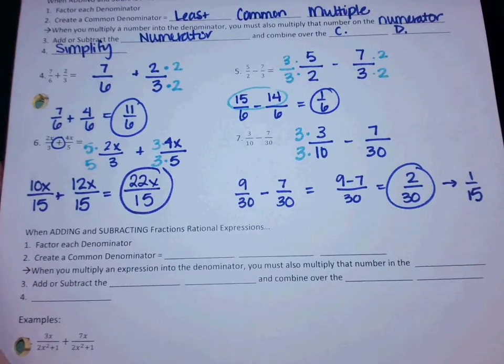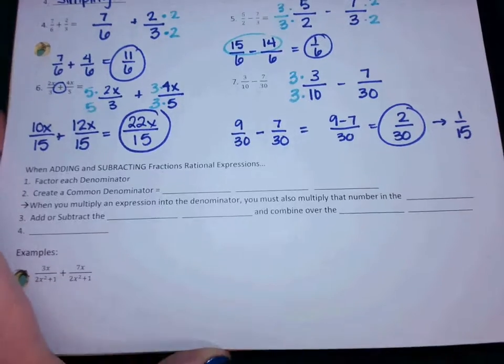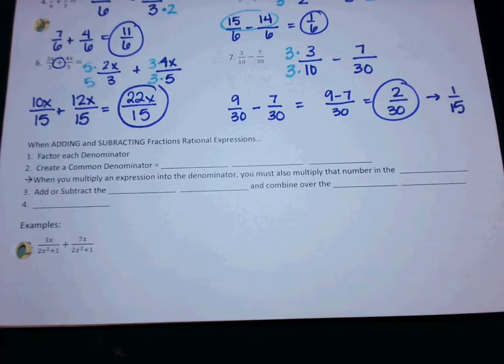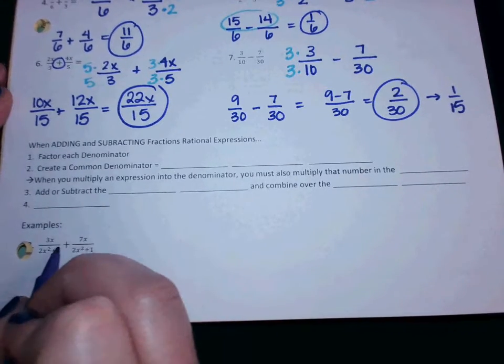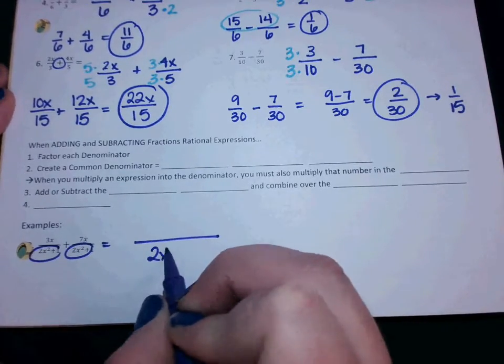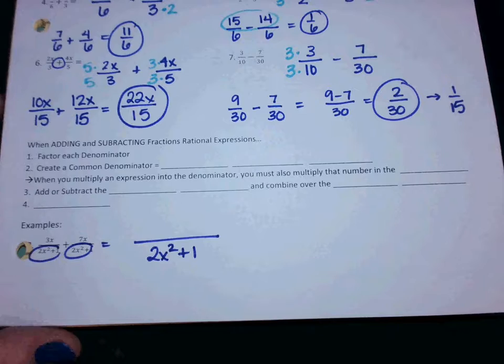Okay, got it? Okay, so it's about to get a little bit harder because we're going to start putting x's in it. The first one, though, is not so bad. These are easy if the bottoms already match. So look at the next example. Okay, I know the hole punch took it out. Okay, but for number 8, do the bottoms already match? 2x squared plus 1 and 2x squared plus 1. If they already match, then your new answer is going to be over 2x squared plus 1 as well.